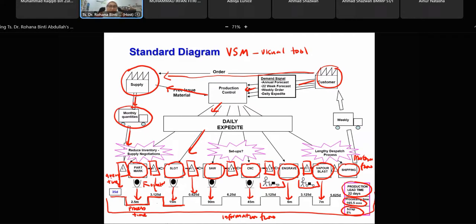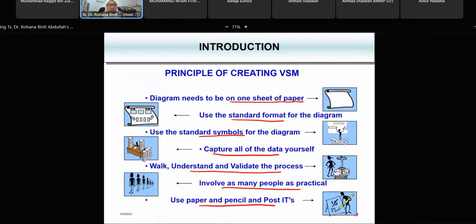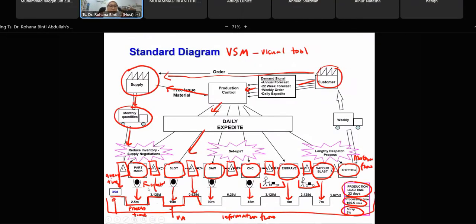kalau kita cakap kan, yang ni is value added time. Yang semua yang queuing ni is non-value added. So daripada situ kita boleh nampak, oh, lamanya proses time dia. Sebab dia ada campur dengan value added dan value added lagi kan. Lepas tu production lead time dia sampai 22 days.